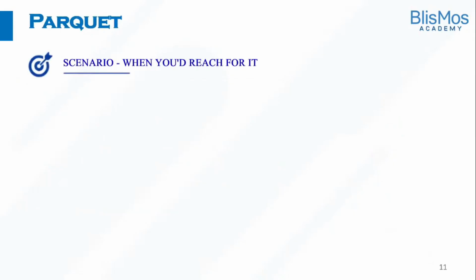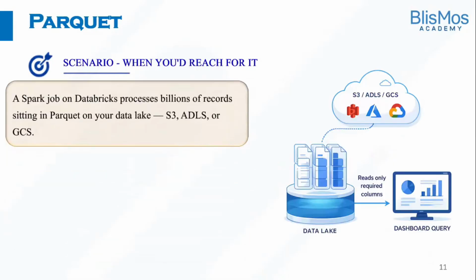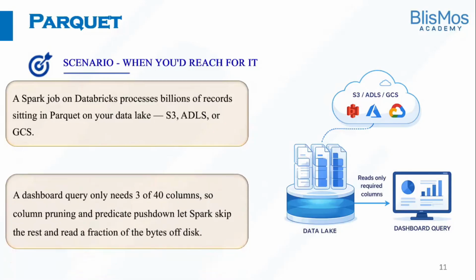Let's understand this with an example, and we will also understand why Parquet is fast. Considering a scenario, imagine a Parquet dataset has 40 columns and your dashboard only needs 3 to 4 of them. With a columnar format like Parquet, the processing engine doesn't necessarily need to read all these 40 columns. It can read only the required columns. This whole process is called column pruning.